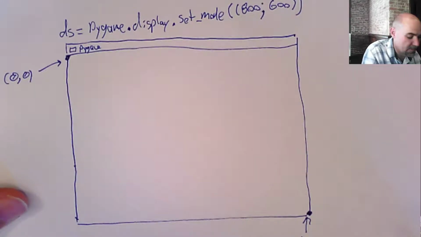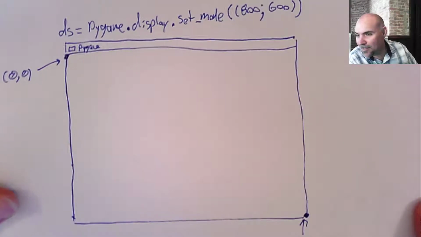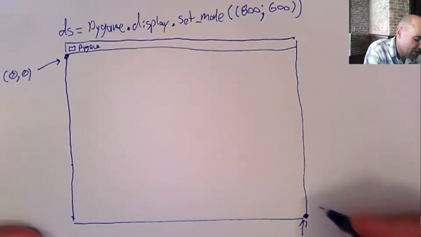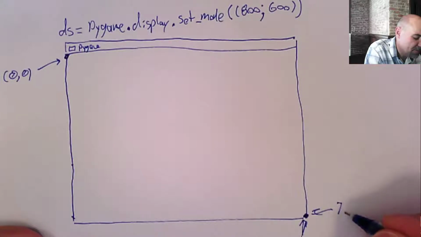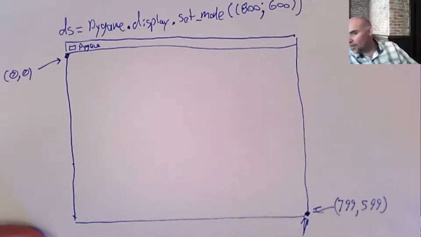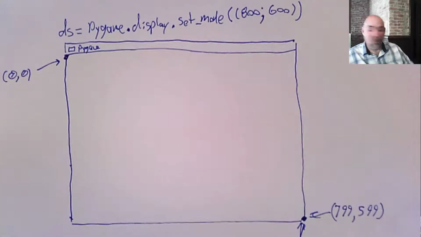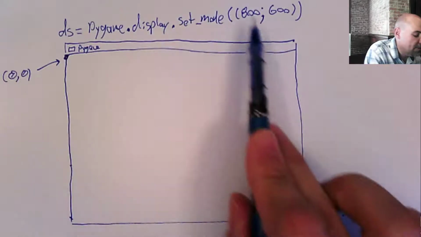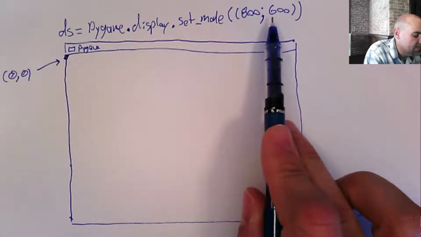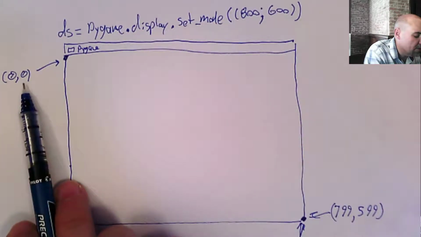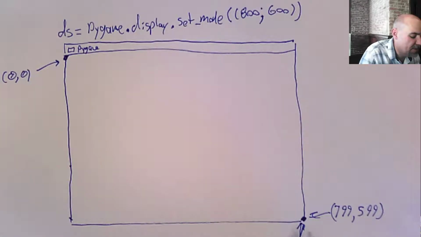800, 600. I did it again. You can't see that either. I need to move the camera a little farther away. Here, I'll just label it over here. That is 799, 599. Okay, I think I fit all that on there. So when I create this display that is 800 by 600, I get one corner that is 0, 0. The other one is 799, 599.